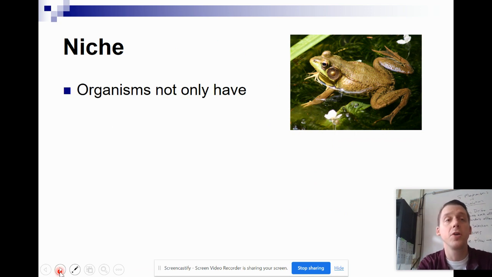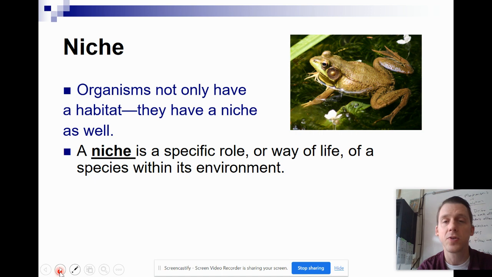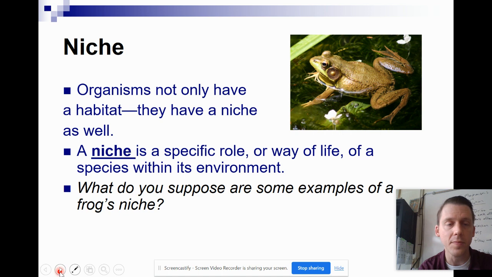Finally, another good term to know is a niche. A niche is not just where an organism lives, but its role in the environment. A niche is the role or the way of life of a species within its environment. If you think about a frog, what are some examples of a frog's niche? You could say things like a frog lays eggs in the water. Frogs eat flies and mosquitoes and other insects. So frogs impact the insect population. Frogs may live in a wetland.